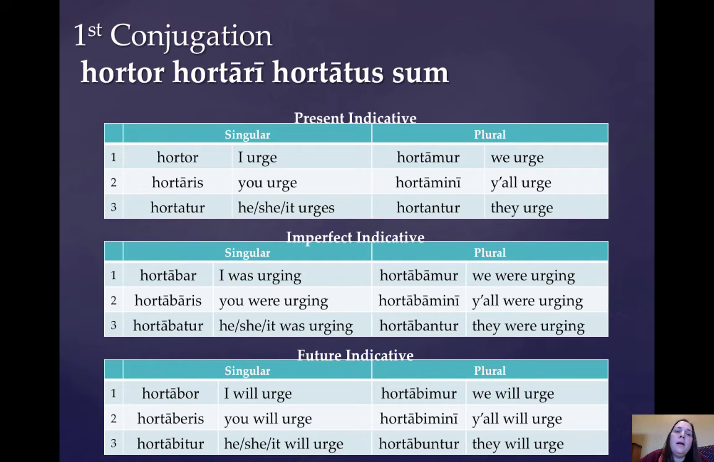So as you can see here, hortor, hortārī, hortātus sum. Its present indicative, hortor, hortāris, hortātur, hortāmur, hortāminī, hortantur, but translates actively. I urge, you urge, he, she, it urges, we urge, y'all urge, they urge. Imperfect passive forms, translating actively, hortābar, I was urging. The future indicative, hortābor, I will urge.